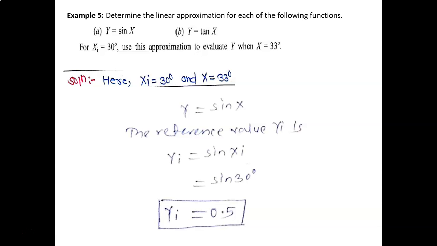Now next, small x is equal to x minus xi. Therefore, which is equal to 33 degree minus 30 degree, which is equal to 3 degree. But we want values should be in radian. Therefore, multiply by pi by 180. Therefore, small x is equal to 3 degree into pi by 180. Therefore, small x is equal to 0.0523.